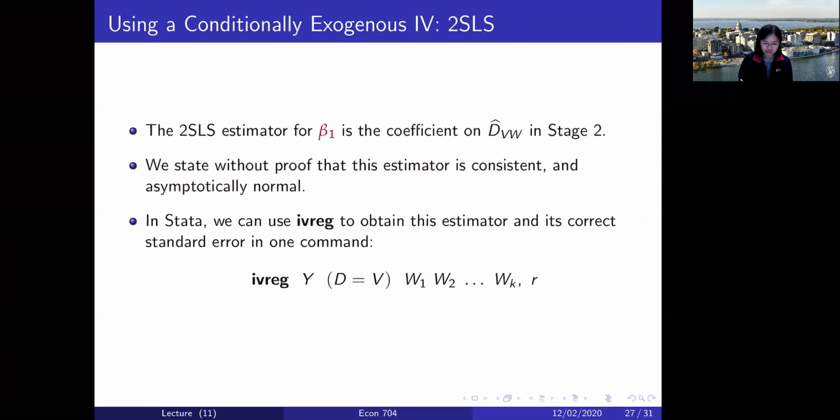All right, so that is using two-stage least squares with a conditionally exogenous instrumental variable. And we state without proof that the two-stage least squares estimator we just described consistently estimates the causal effect. So let me also correct this one.